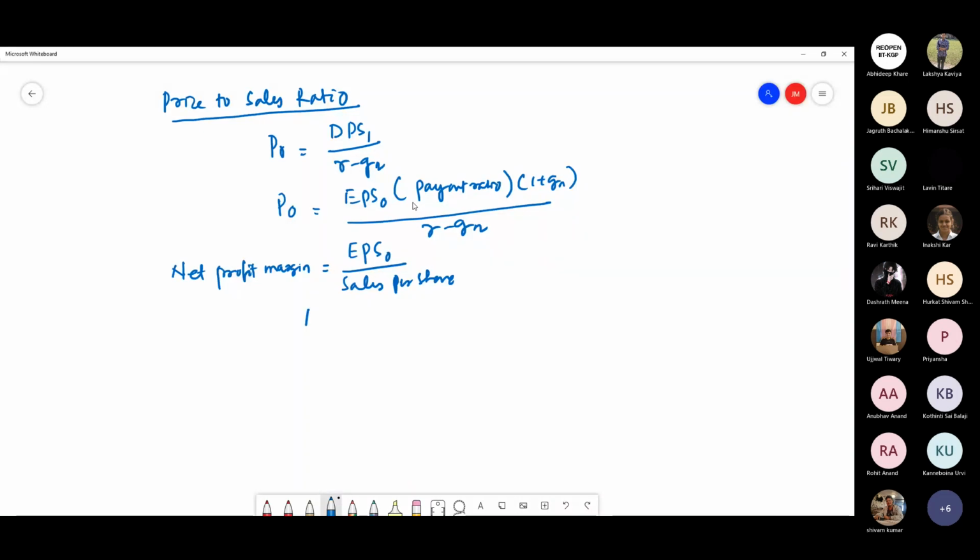Then automatically your P0, in the place of EPS0, we can write, denoting net profit margin as NPM, NPM into sales per share into payout ratio into 1 plus GN divided by R minus GN.